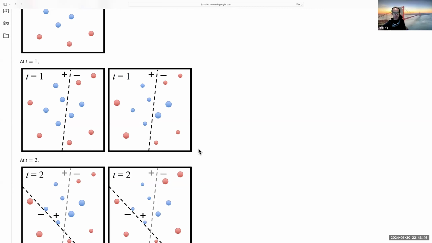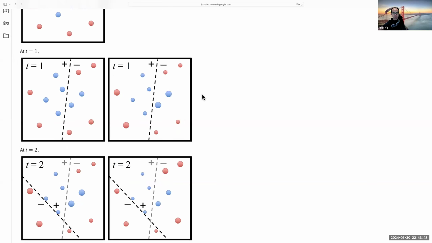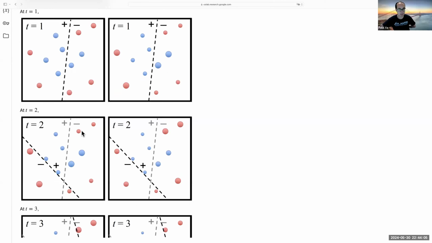Okay, so that would be my new training data set because my weight is different. Although the positions in my training data set are the same, my weight is different, so my loss will be different as well. So for the next round, you will get this training data set, and you're going to draw a line and do logistic regression again.